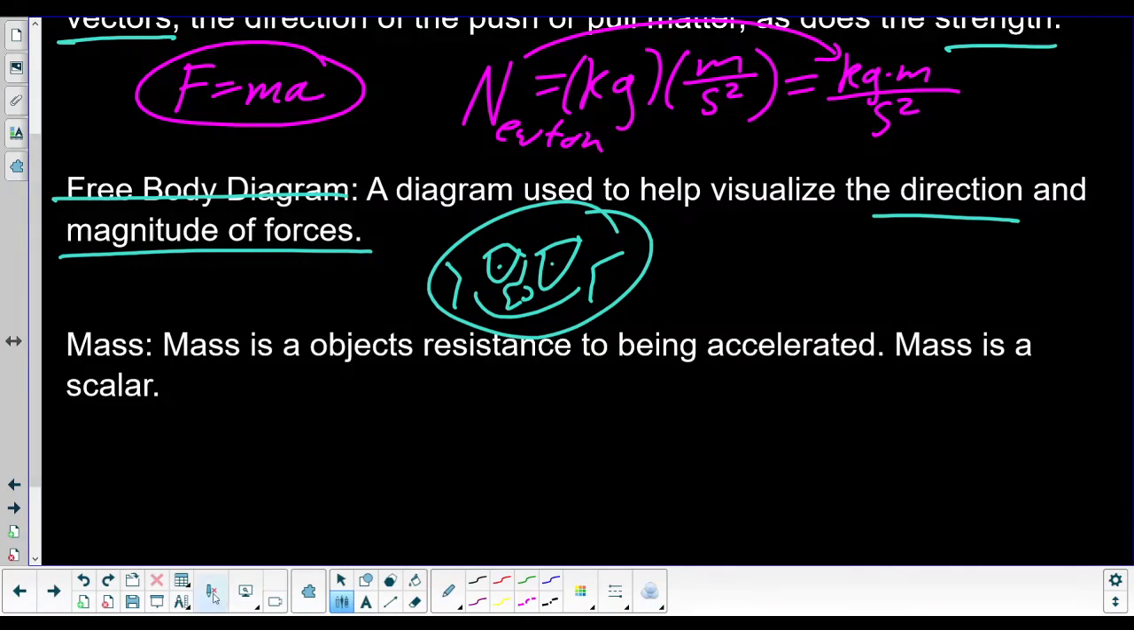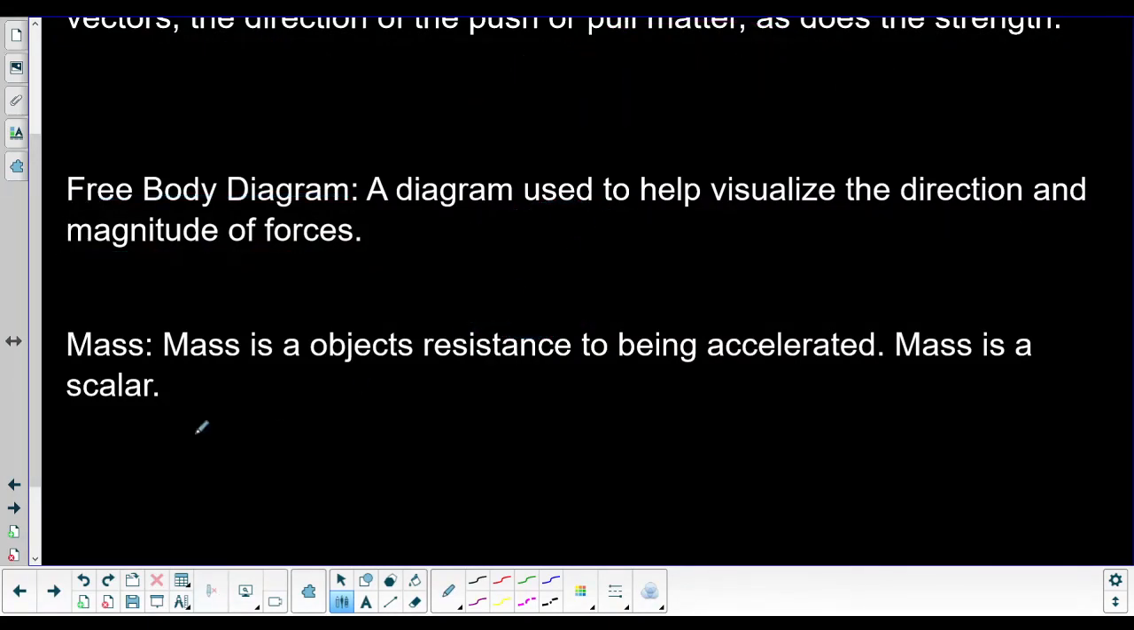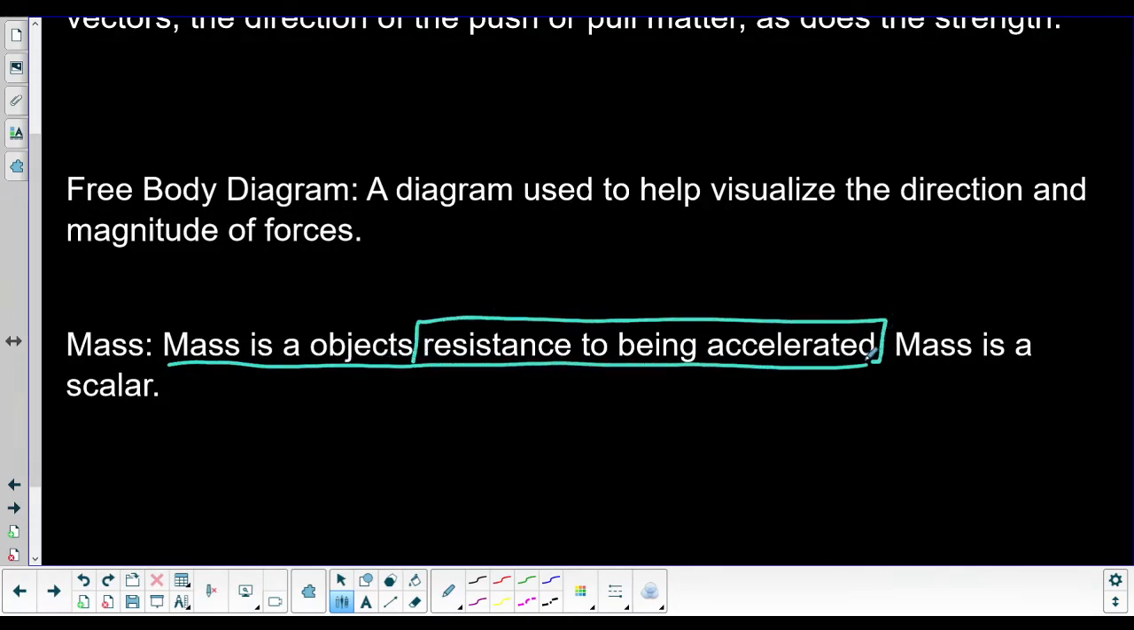The last thing we want to talk about, just because it comes up and it's one of those things that you might get different definitions for in different sciences, is how we want to think about mass. So mass, the way I think about it, is a measure of an object's resistance to being accelerated. Okay?